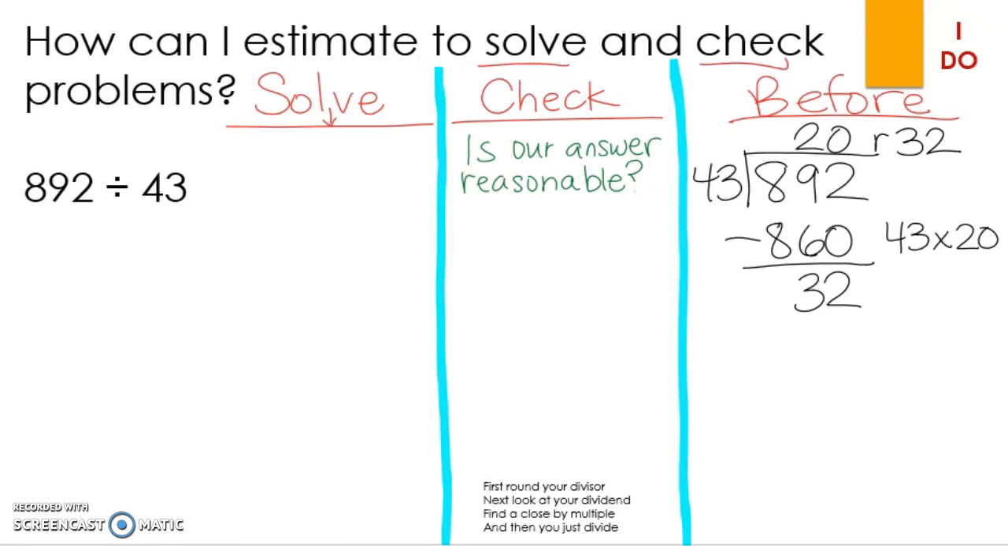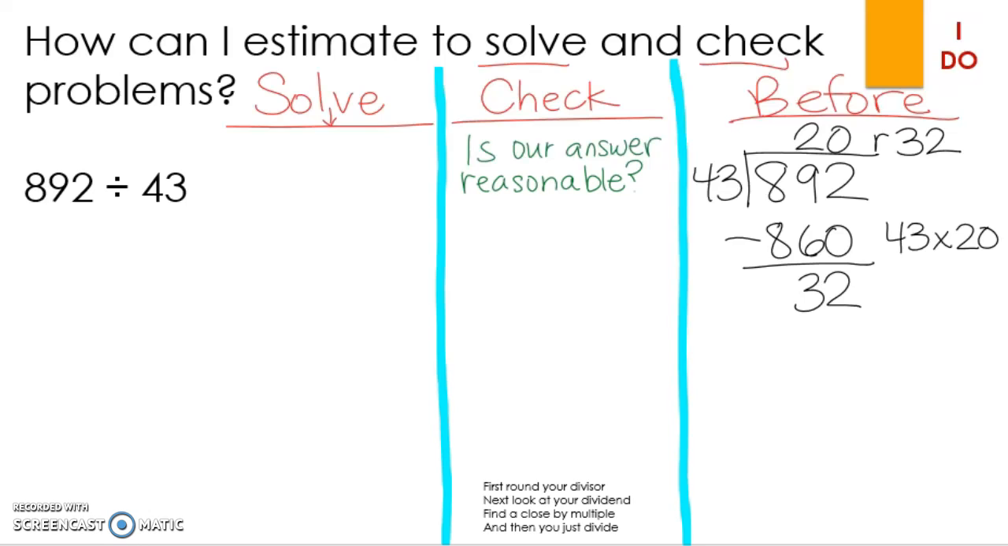Are you ready? Okay. Da-na-na-na, da-na-na-na. First round your divisor, next look at your dividend, find a close by multiple, and then you just divide. Da-na-na-na, da-na-na-na. First round your divisor, next look at your dividend, find a close by multiple, and then you just divide. Da-na-na-na, da-na-na-na.